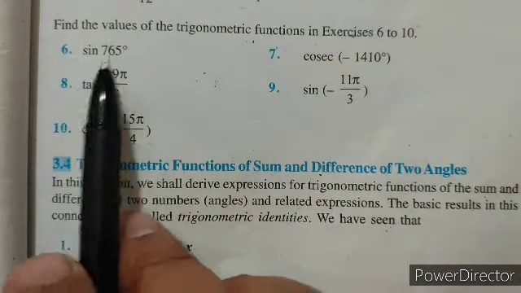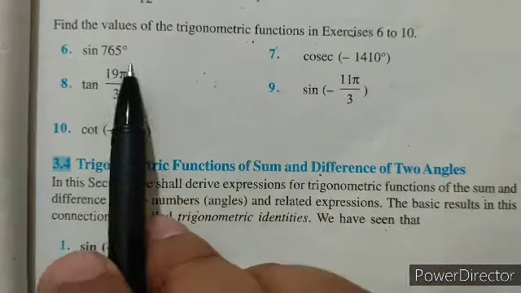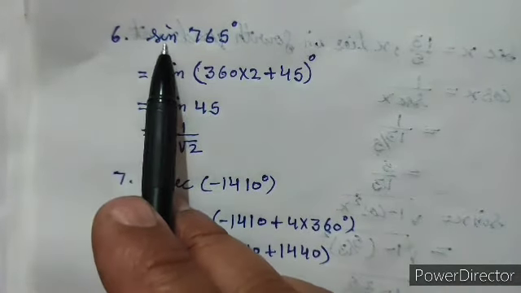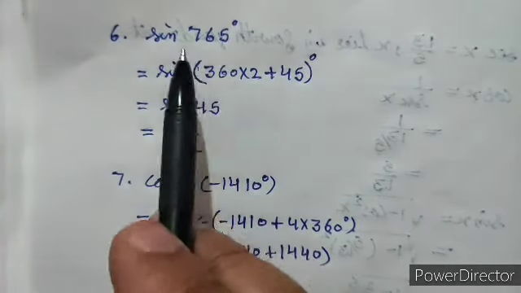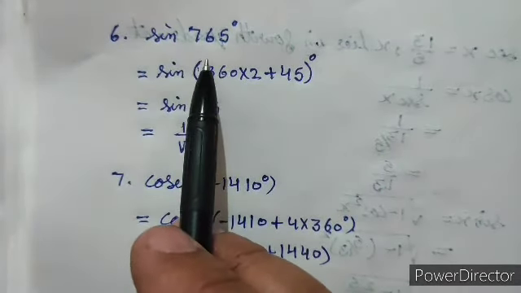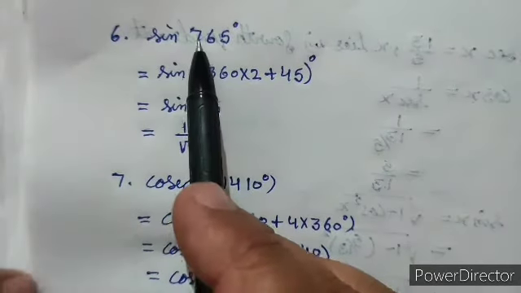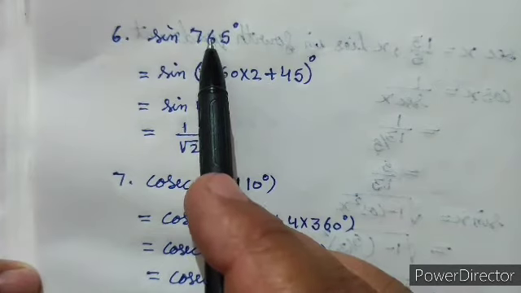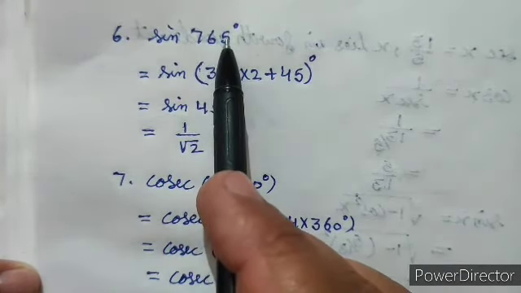From question 6 to 10, we have to find the values of the trigonometric functions given to us. In the sixth question, we have to find the value of sine 765. As we know, the values of trigonometric functions repeat after an interval of 2 pi radian or 360 degree. So we will find out the nearest multiple of 360 which is less than 765.